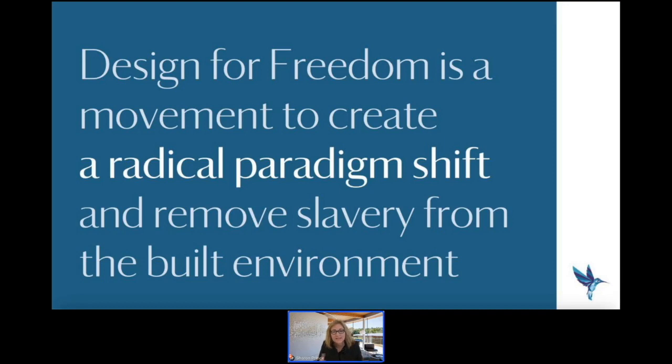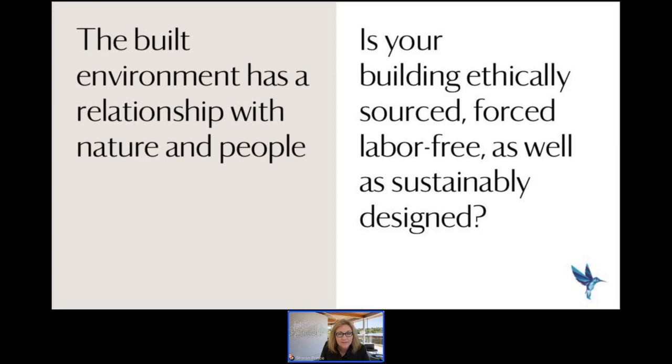So I encourage you during this session, for all of you who are shaping the built environment, to think about this issue from your vantage points and what we can all do together to move towards a more humane built environment. The built environment does have an inextricable relationship with nature and people. I'd like to start with a question that has brought leaders around the table to answer. Is your building ethically sourced, forced labor free, as well as sustainably designed? The answer is we don't know.